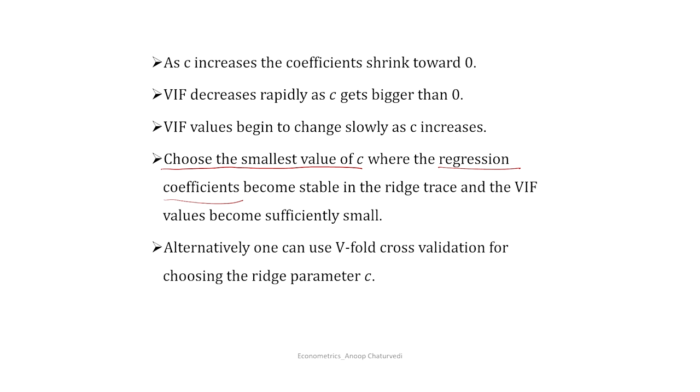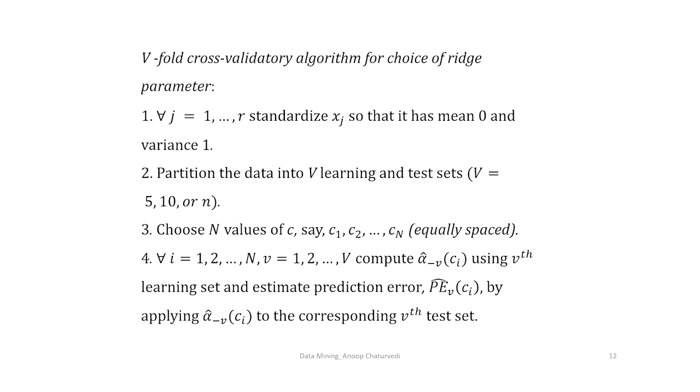An alternative procedure to obtain the ridge parameter c is to use V-fold cross validation. So, now we discuss the V-fold cross validation algorithm for the choice of the ridge parameter. For all j equal to 1 to r, standardize x_j so that it has mean 0 and variance 1. First, we standardize the x_j's. Then we partition the data into V learning and test sets. You may take V equal to 5 or V equal to 10 or V equal to n, the total number of observations, as we do in one-fold cross validation.